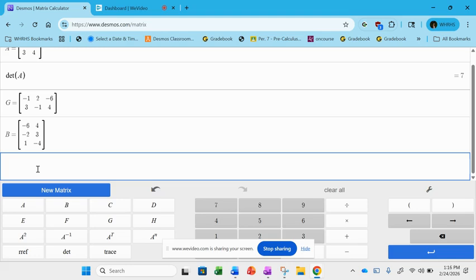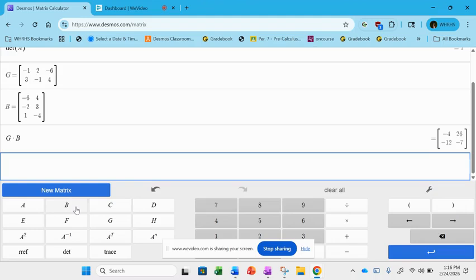I first save them both in Desmos memory. Now, all I have to do is tell Desmos I want to multiply them. Does order matter? Yes. So I want G times B. So we're going to do G, multiplication sign, B, enter. And then if you look all the way over here, this is our product matrix. -4, 26, -12, -7. Isn't that cool? We could do any operation with the matrices.